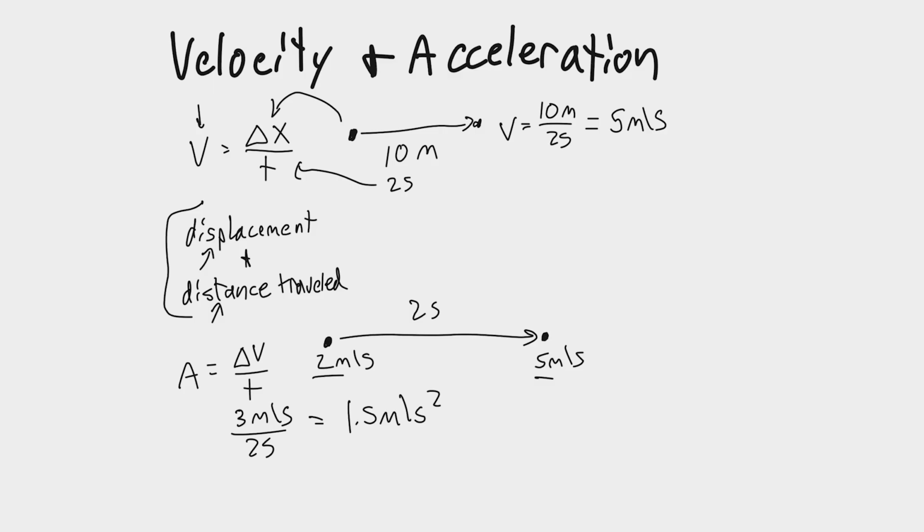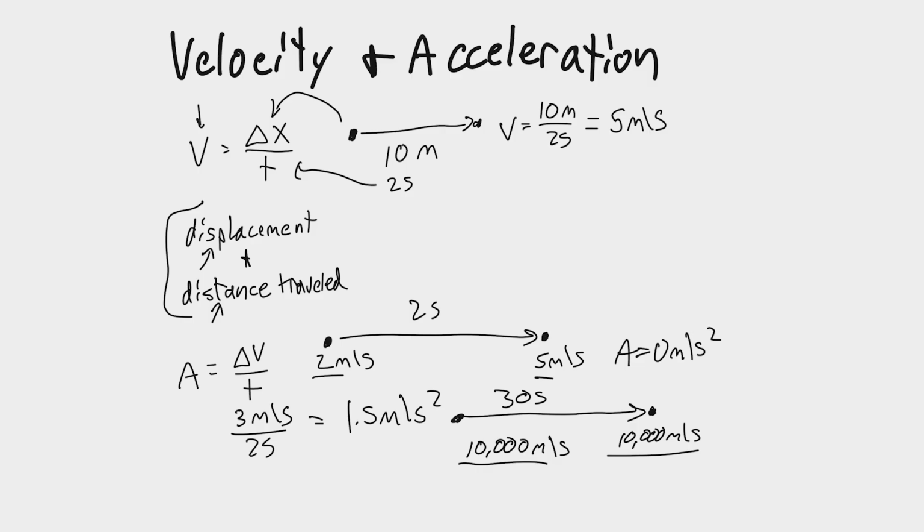The part that people seem to mess up a lot is if we have something that's going, let's say 10,000 meters per second, and it's traveling for 30 seconds, and then it's still going 10,000 meters per second. There was no change in velocity, so that means that the acceleration is 0 meters per second squared. This gets really important in a later video when we talk about F equals ma, because anytime you have an acceleration of 0, that means that the force is also 0.